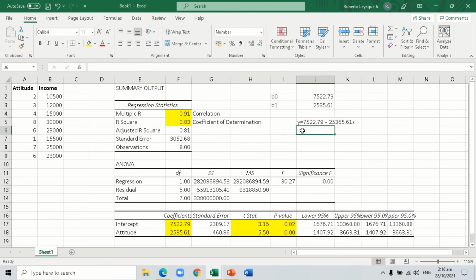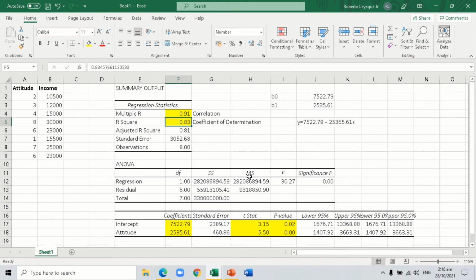So what does it mean? This is now the prediction. When we substitute the value of the attitude, we will determine how much the income of that person would be. However, how sure are we that this is good? We could say that because of our coefficient of determination, which you can put at 83%. So this is very high when it comes to the result.